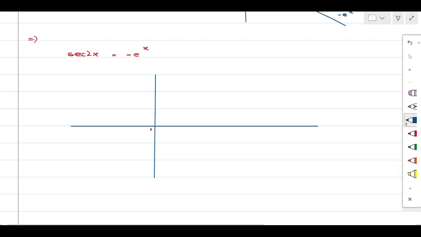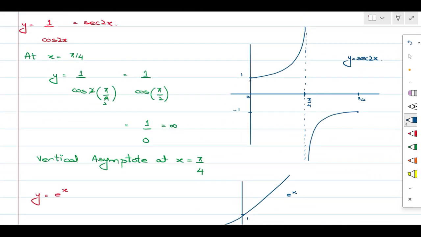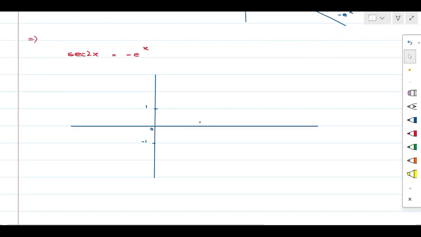Okay, now this is 0. Here we have 1, here we have negative 1. Now for secant 2x, the graph goes upward, then a vertical asymptote, and then downward. It goes up, and at pi by 4 we have a vertical asymptote, and this is pi by 2. At pi by 2, this is how it looks for the secant one.